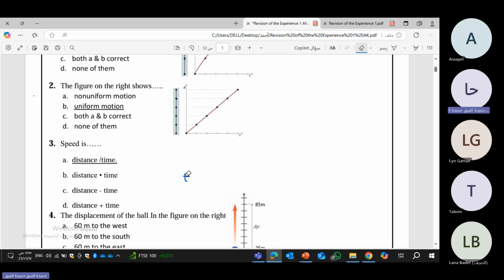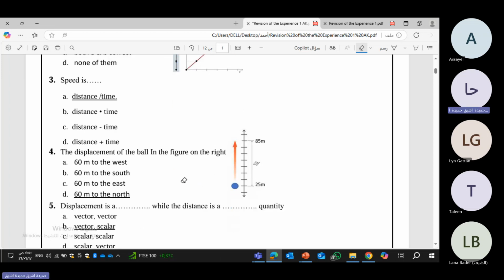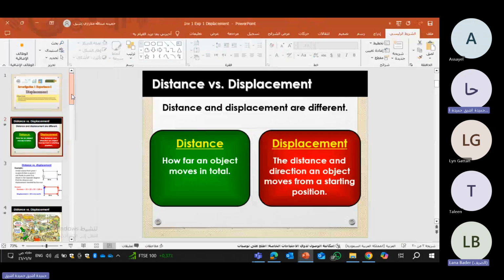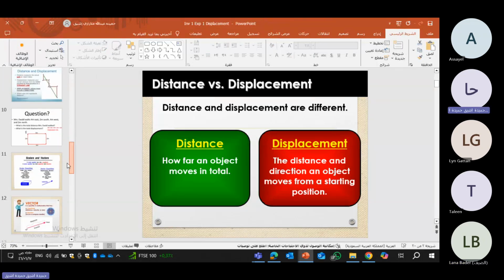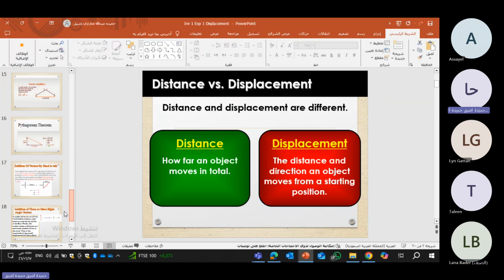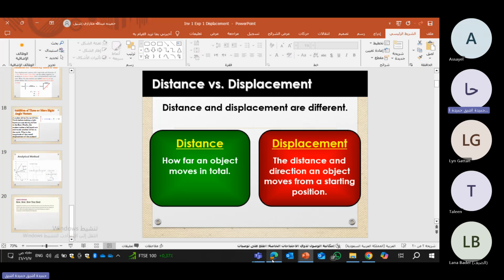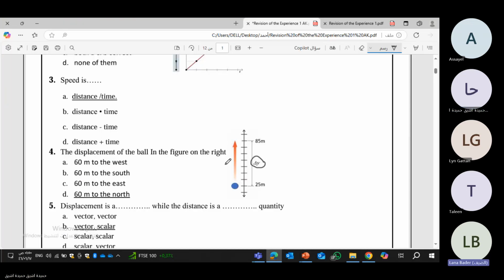If you have any question, please, girls, stop me, okay? Okay, the displacement of the ball in the figure on the right. How do I find the displacement of the ball? How do I find the delta y? Actually, we took it in the lesson. We minus. Excellent, bravo. We minus what and what? Y final minus Y initial.